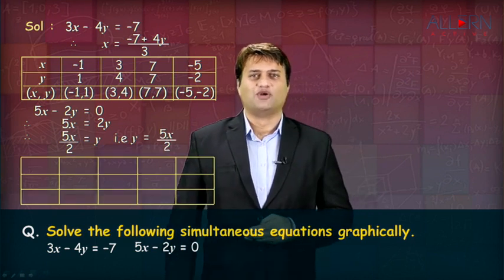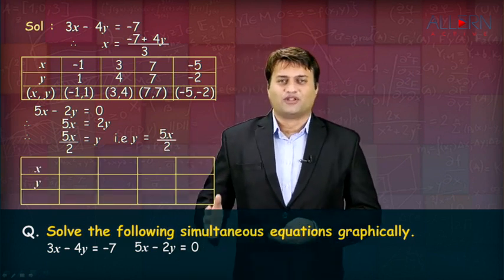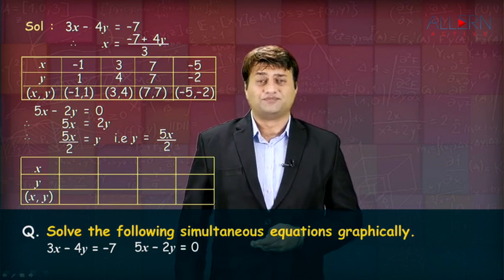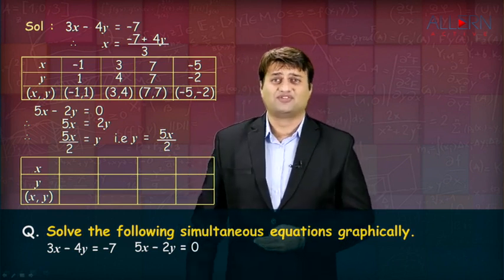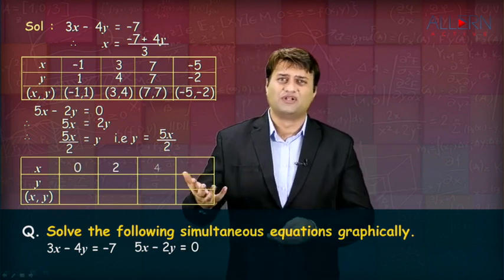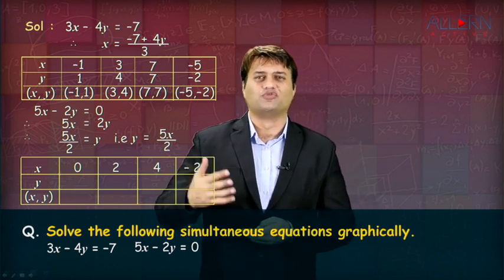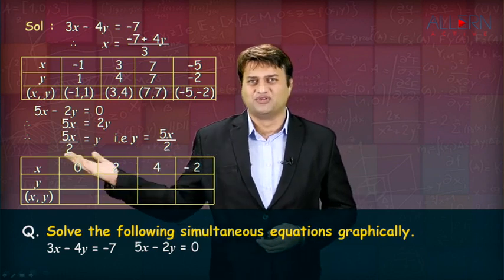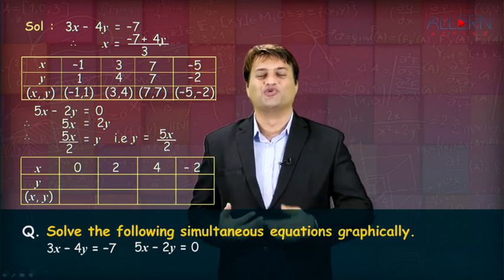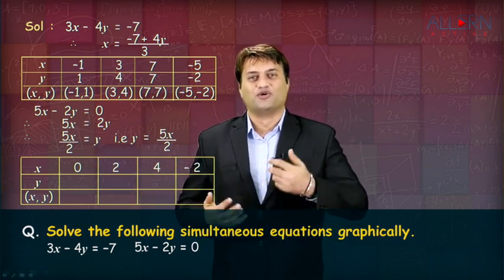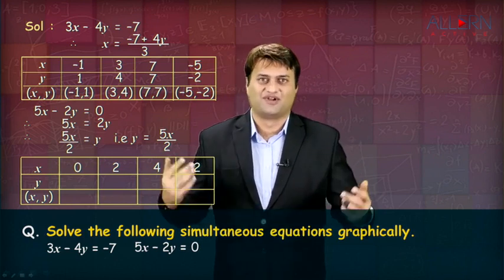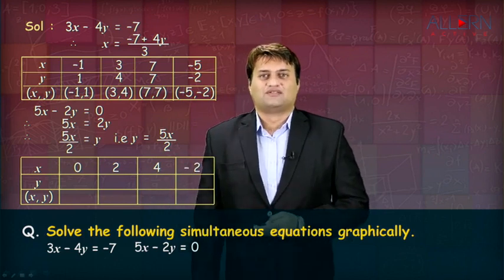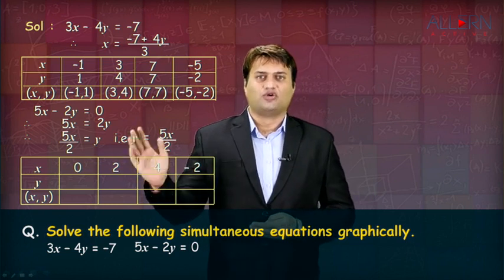We get y is equal to 5x upon 2. Draw the table x, y, x comma y. Right hand side is x, so you can assume the multiples of 2, the tables of 2: 0, 2, 4, minus 2, absolutely perfect, right. So whenever the denominator is 2, these are the values you can assume: 0, 2, 4, minus 2 or 0, 2, 4, 6, right. Now let's take x is 0, 2, 4, minus 2.